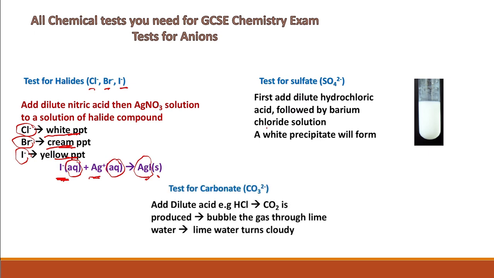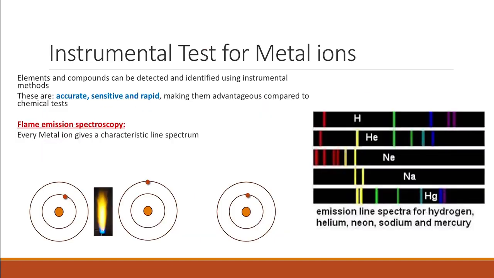Test for carbonate: you need to add a dilute acid like HCl. Carbon dioxide will be produced. You need to bubble the gas, which is the carbon dioxide, through lime water. The lime water will turn cloudy. So this is the test for carbonate.